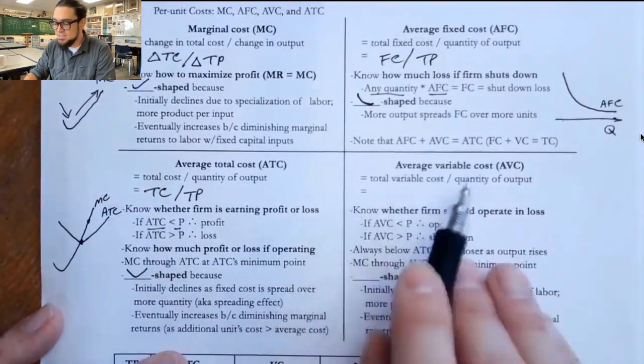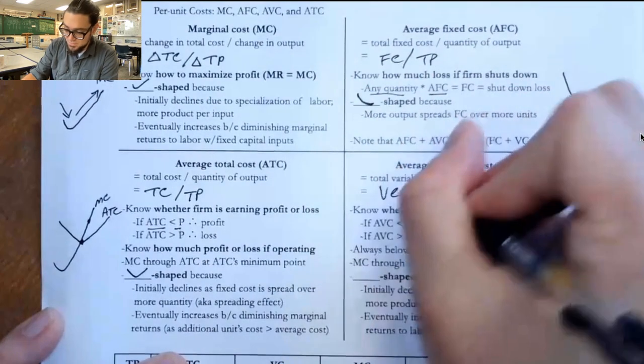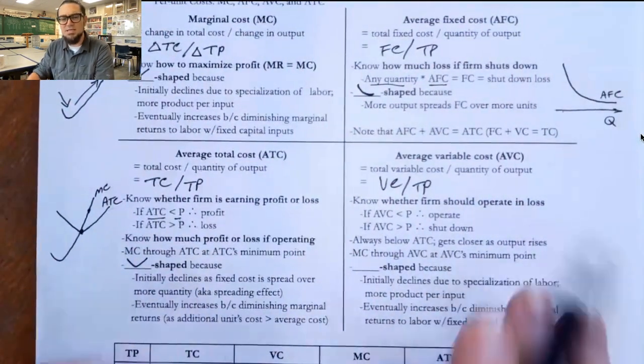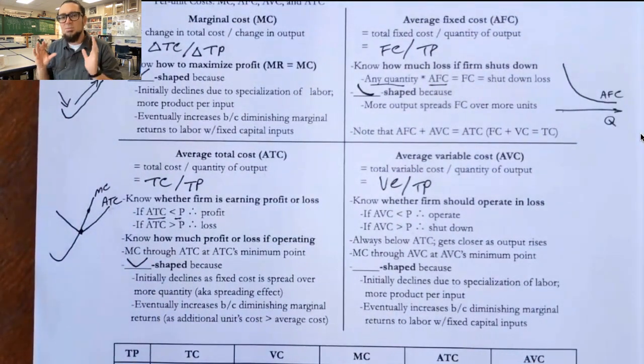Average variable cost is just the variable cost over the total product. And this is going to tell us whether the firm should operate at a loss. This is kind of a confusing concept. The idea here is, if business is really, really slow, should the business close the doors and say, nah, we're closed for the day? Or is it enough to pay for the fixed costs and maybe a little bit of the cost of the workers who are showing up that day?